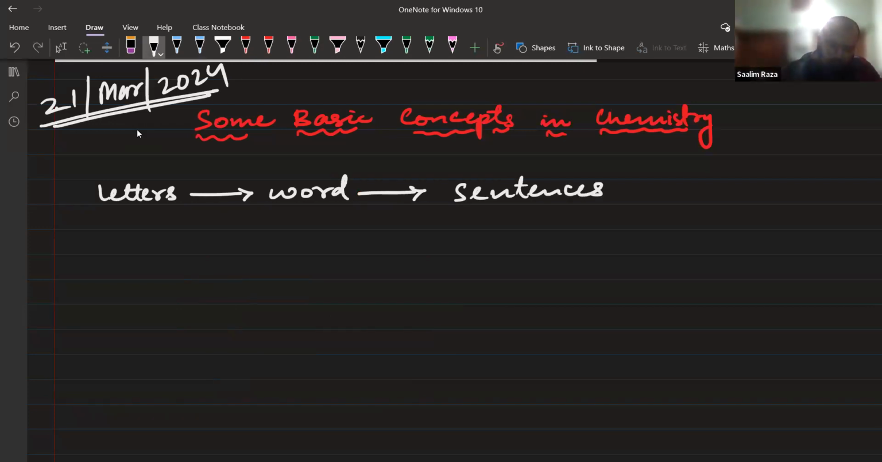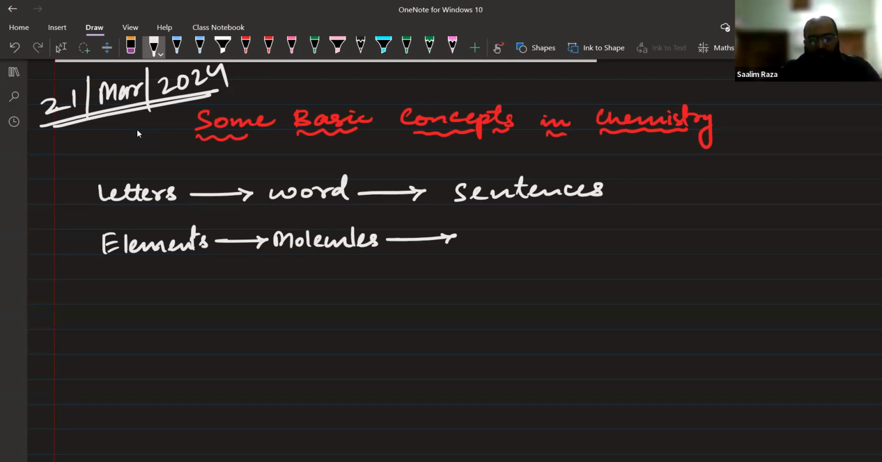A similar thing happens in chemistry also. What will be the equivalent of letters in chemistry? Symbols. Yes, correct. Elements have their symbols. And when some elements combine, in a proper number and with the proper elements, they will form molecules. And when molecules interact with each other, they make reactions.